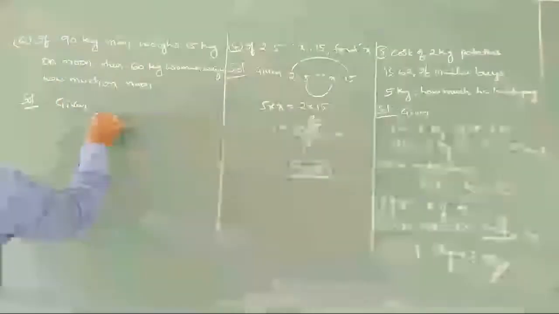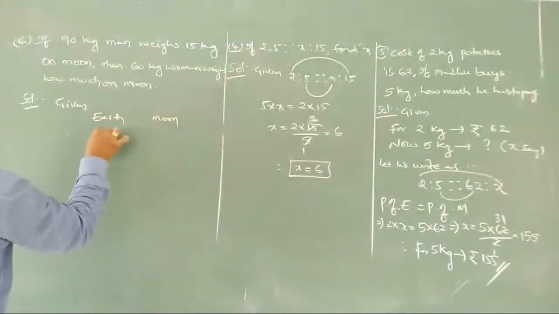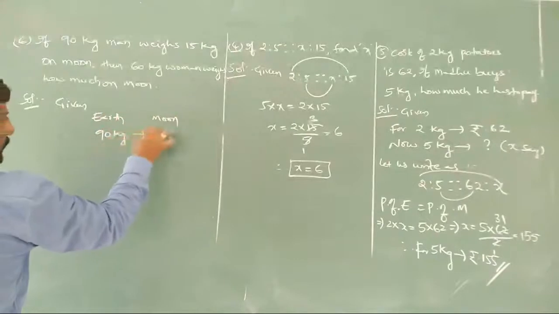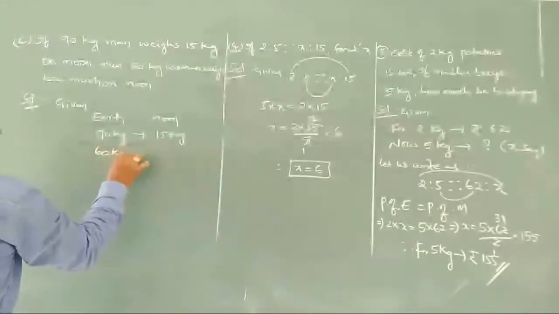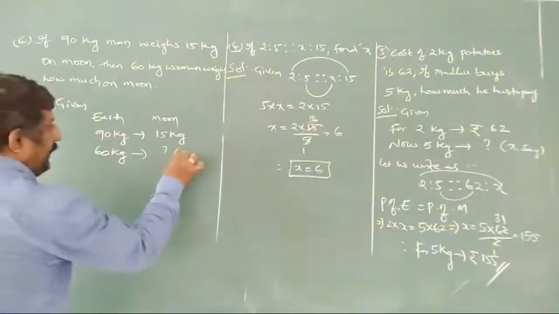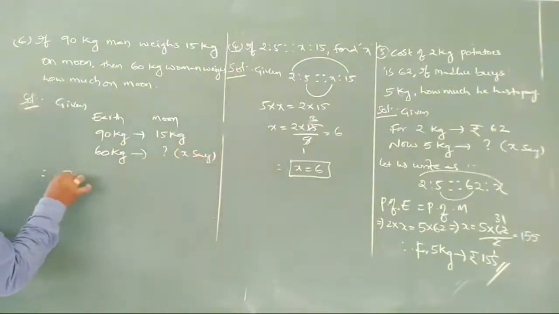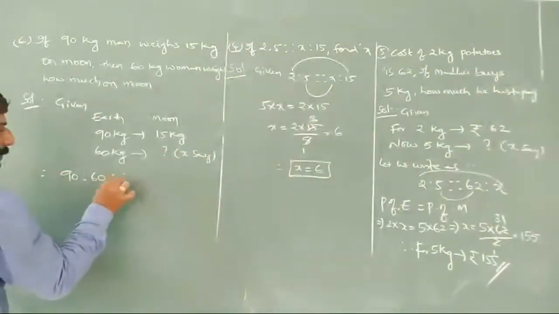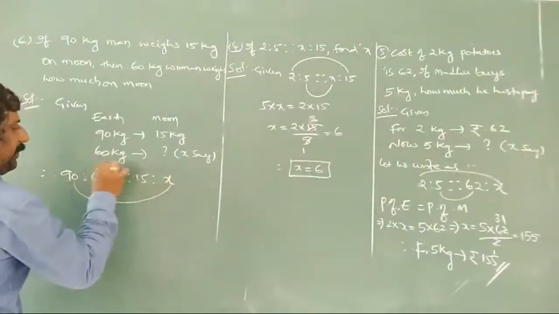Given: earth, moon, 90 kg, how much is it? 15 kg. Now 60 kg, how much is it going to be? We don't know, assuming it as x. So therefore 90 is to 60 is proportionate to 15 is to x. Product of extremes, product of means.